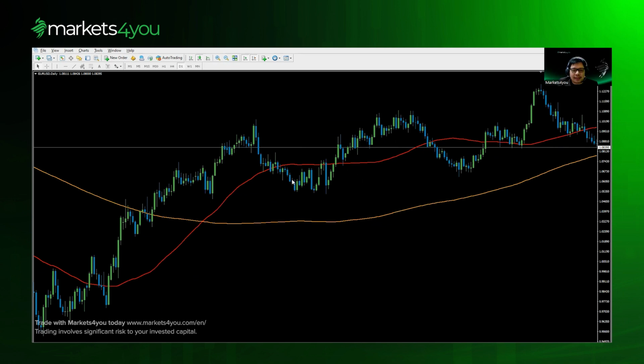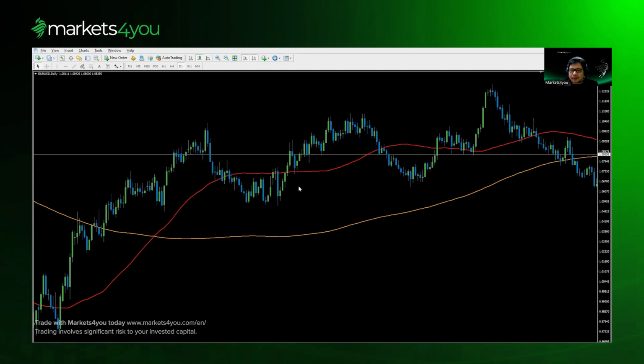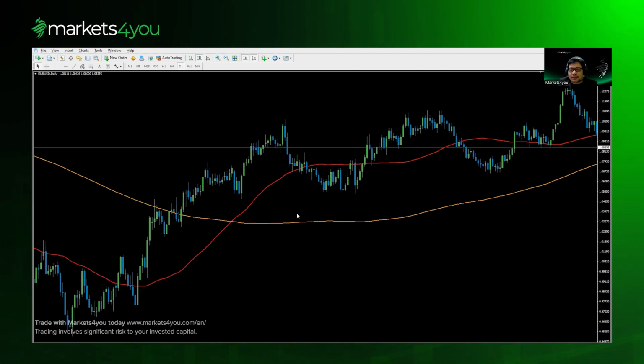Usually, if we are using the two moving averages, the price will move between the moving averages to consolidate. Meanwhile, a death cross occurs when the 50-period moving average crosses below the 200-period moving average, suggesting a bearish trend. Here you can see an example of a death cross on the chart.